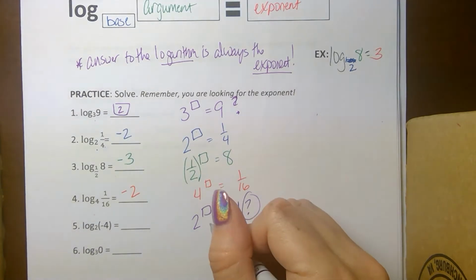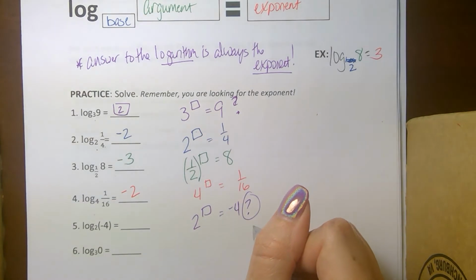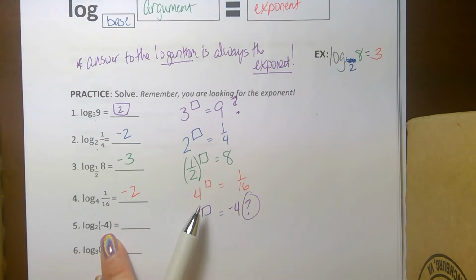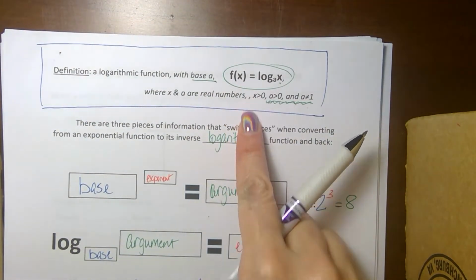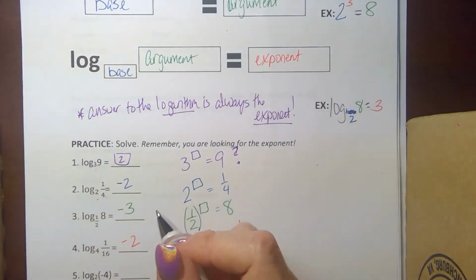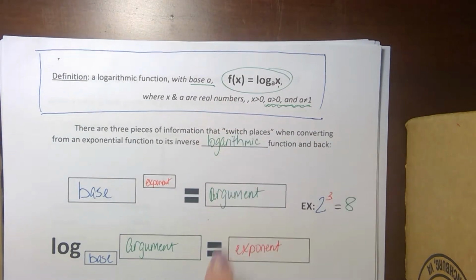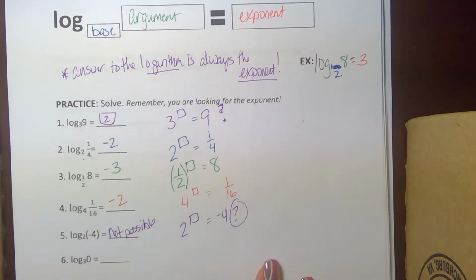No. There's no way to raise a positive number to some exponent and get a negative result. That can't happen. Remember, this -4 is my argument. It's always going to be positive. We said that back here in our definition, that argument x is always going to be positive. That's my domain that I'm putting in. We're right. That's not possible. There's nothing that can make that happen.